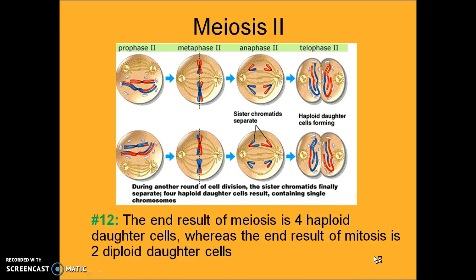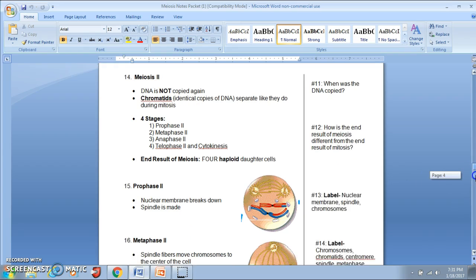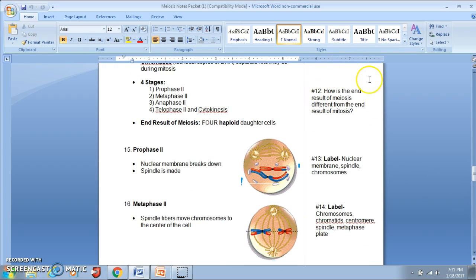So just to kind of summarize that, question number 12 asks, how is the end result of meiosis different from the end result of mitosis?